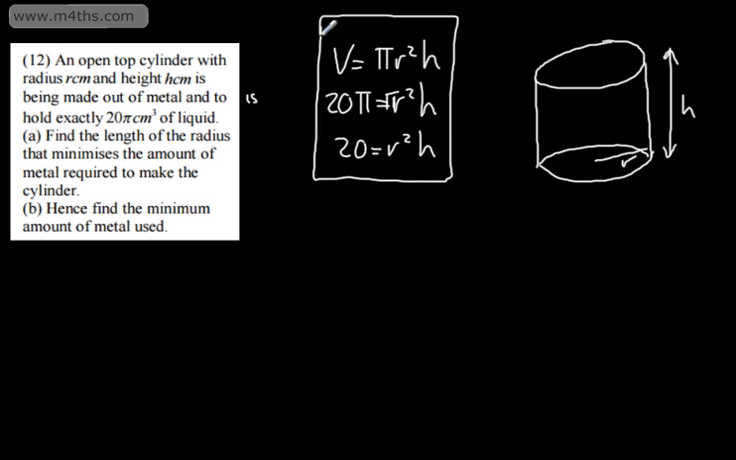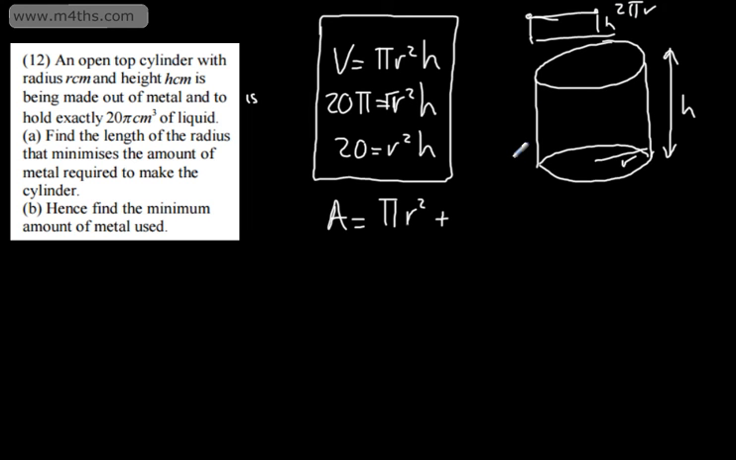What I'm now going to do is consider that we're trying to minimise the amount of metal required. The amount of metal required is the surface area. The area is going to be the base, which is a circle, pi r squared. Then we've got the curved section. If I just drew this out, this is the curved section. We know that the circumference of a circle is 2 pi r. That's the distance round, and that height is h.